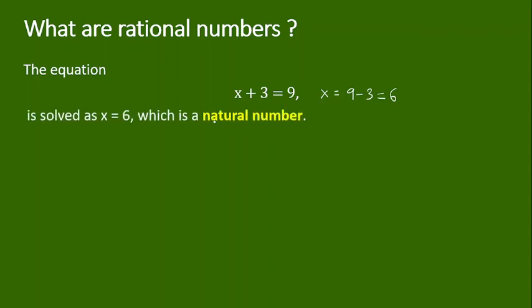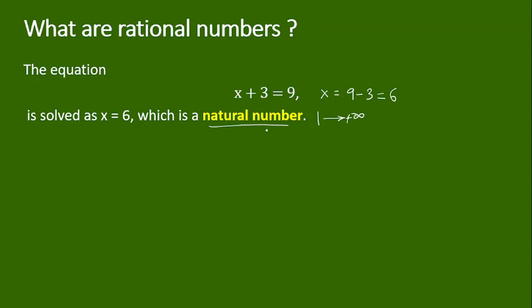What kind of number is 6? It's a natural number. It is a part of natural numbers. Natural numbers are the numbers starting from 1 and going up to plus infinity. So these numbers are known as natural numbers.